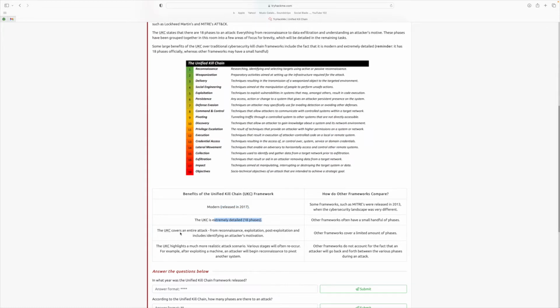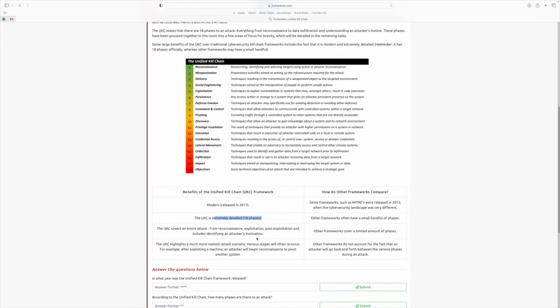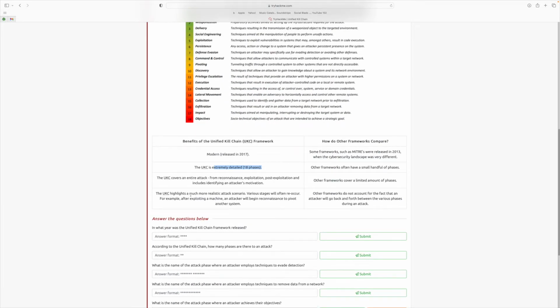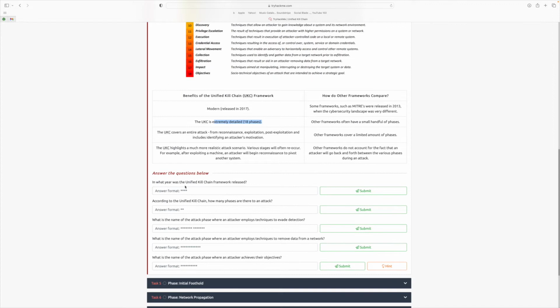The UKC covers an entire attack from reconnaissance, exploitation, and post-exploitation, and includes identifying an attacker's motivation. The UKC highlights a much more realistic attack scenario. Various stages will often reoccur. For example, after exploiting a machine, an attacker will begin reconnaissance to pivot to another system. In what year was the Unified Kill Chain framework released? That's going to be 2017.